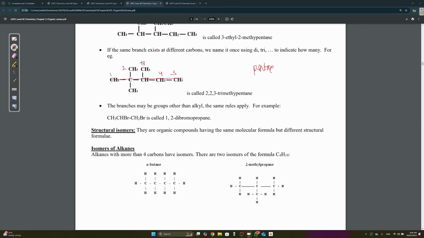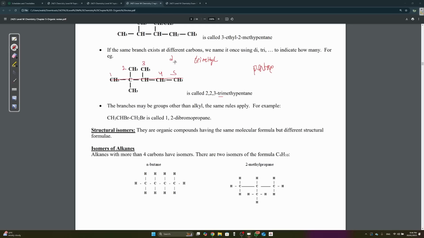Let's take a look. 2 and 3, right? But they're all the same branch. Am I going to say 2-methyl, 2-methyl, 3-methyl? No. Since it's the same branch, I can just say tri. But since they're on separate carbons, you have to say the number of each. We have 2 methyl here, 2 methyl here, and 3 methyl here. When they're all the same methyl, we call it trimethyl.